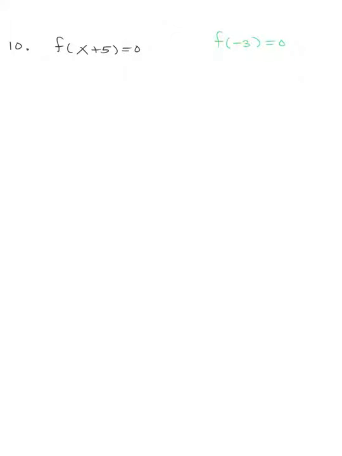For 10, where is f of x plus 5 equal to 0? So I'm going to use the fact that f of -3 is 0. And here I see this plus 5, so I'm actually going to subtract 5 from this number, and that gives me my solution. The solution is x is equal to -8. And the reason is, if you put -8 right here and add 5 to it, it would give you this -3. Okay, likewise, where is f of x minus 8 equal to 0?